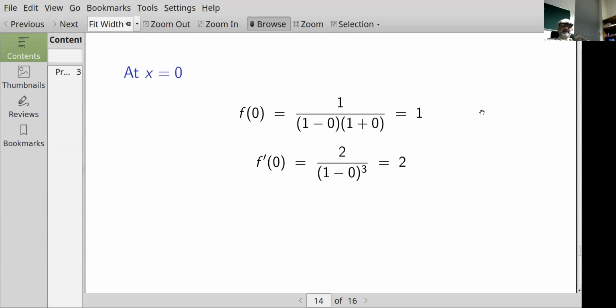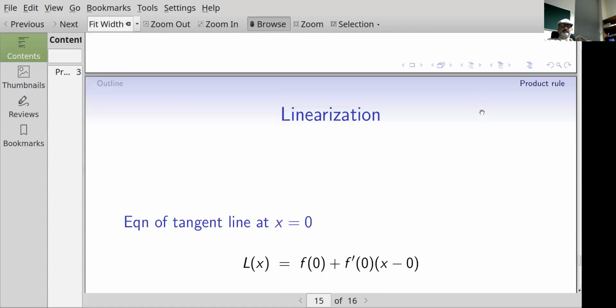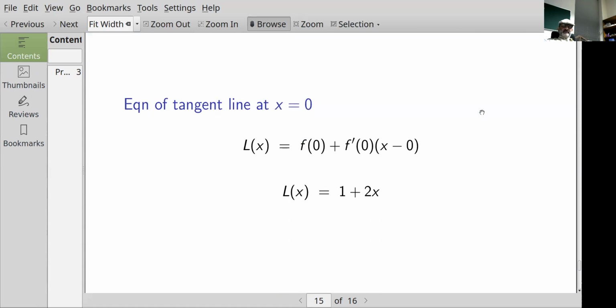Continuing with this, let's say we wanted to do a linear approximation at x equal to 0. The function at 0 is 1. The derivative at 0 is 2 over (1 minus 0) cubed, which is equal to 2. And then the linearization is given by the function at 0 plus the derivative of the function at 0 times (x minus 0). That's equal to the function value at 0, which is 1, plus the derivative value at x equals 0, which is 2, times x.